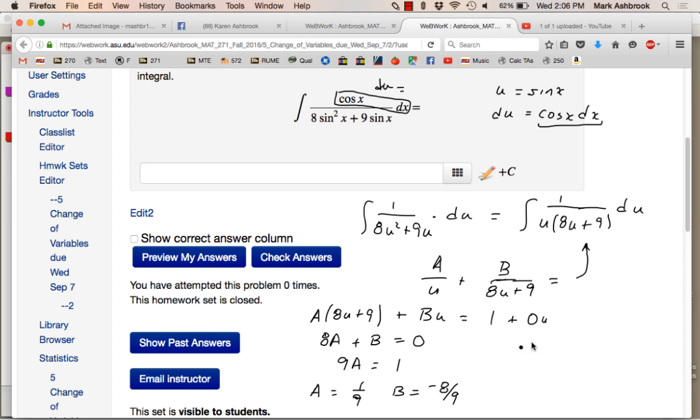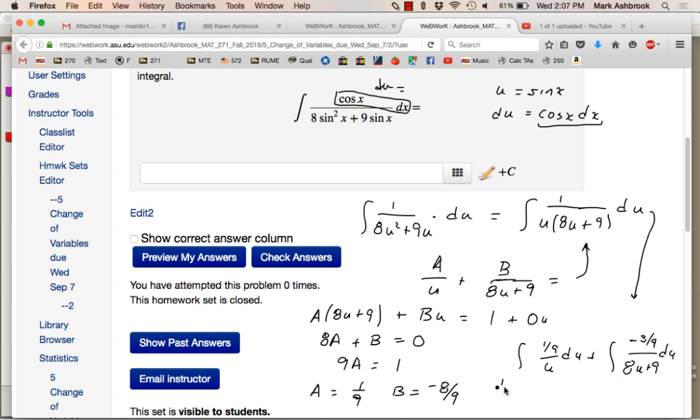So then this integral is the same as the integral of 1/9 over u du plus negative 8 ninths over 8u plus 9 du. So now we're ready to do the antiderivative. The whole point of switching this into u is so we get an antiderivative that we can do once we apply the partial fractions technique. We've got two natural log antiderivatives, and then we're going to change those back into x after we take the antiderivative.